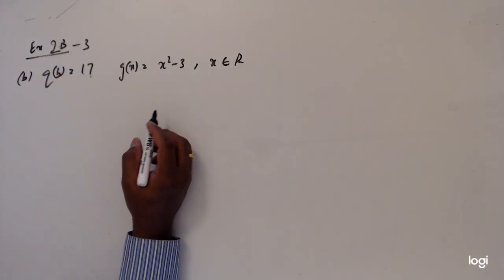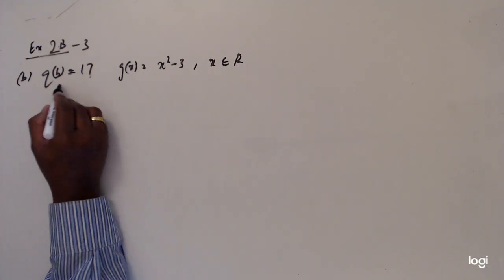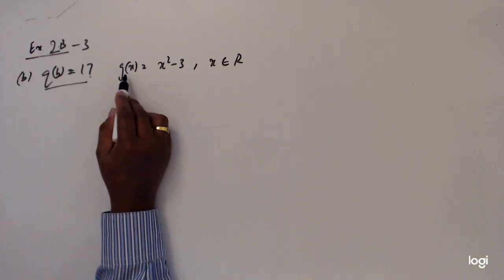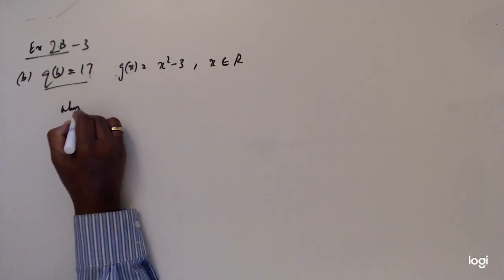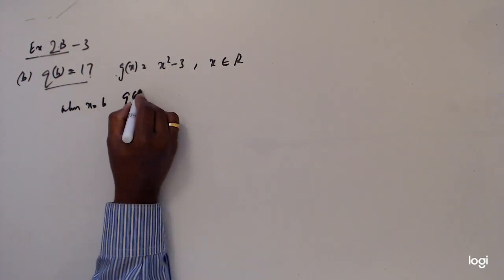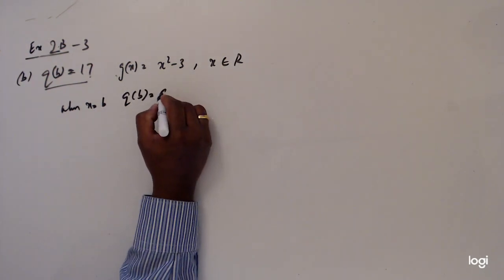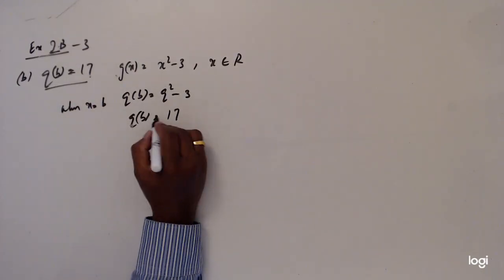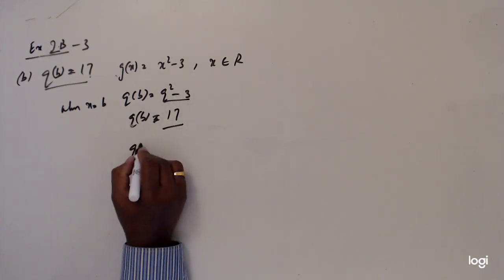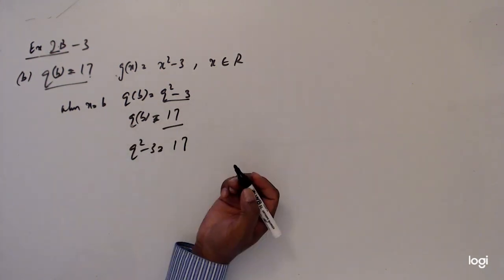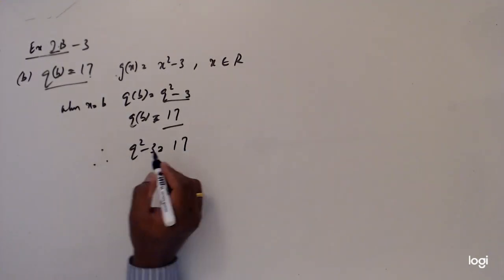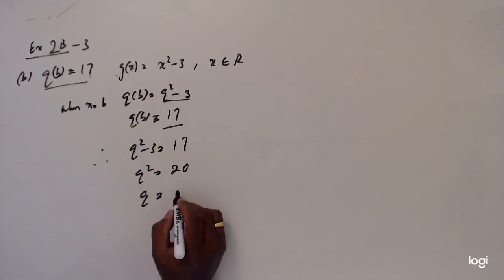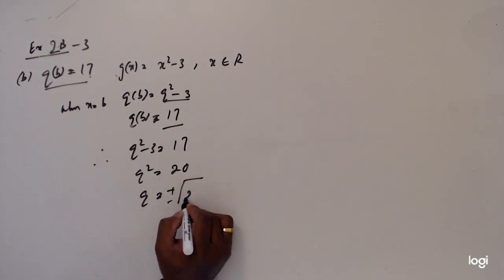Part B, q(b) equals 17 and q(x) equals, this is given. Now you want to find q(b) when x equals b. So q(b) equals b squared minus 3. Again q(b) equals 17. Then those two are equal. b squared minus 3 equals 17. Hence b squared equals 20. b equals plus or minus square root 20.